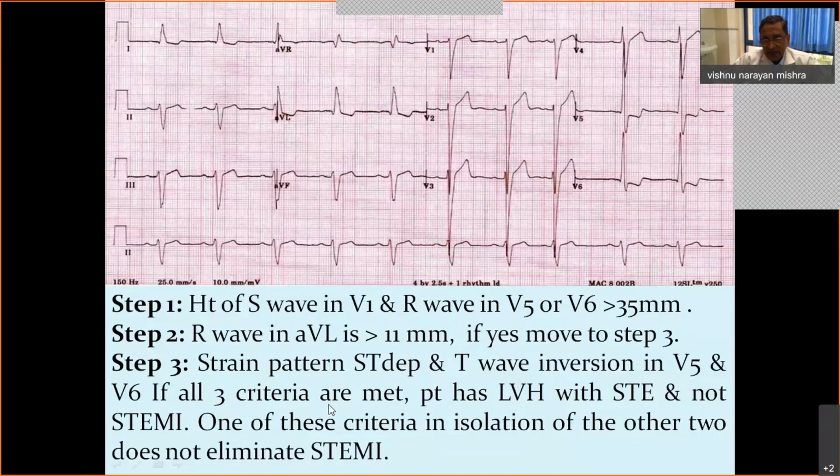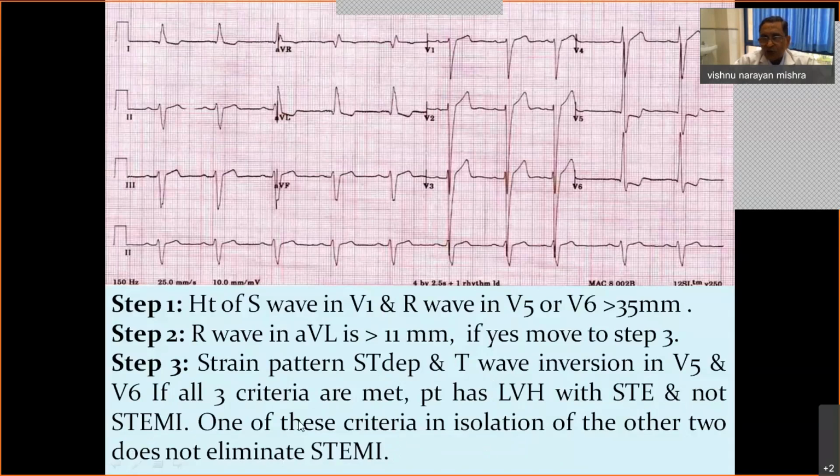If all three criteria are met, that means step 1, step 2, step 3, if all three are being fulfilled, patient has LVH and not ST elevation MI. That means this ST elevation is because of LVH and not because of ST elevation MI. One of these criteria in isolation of the other two does not eliminate ST elevation MI.